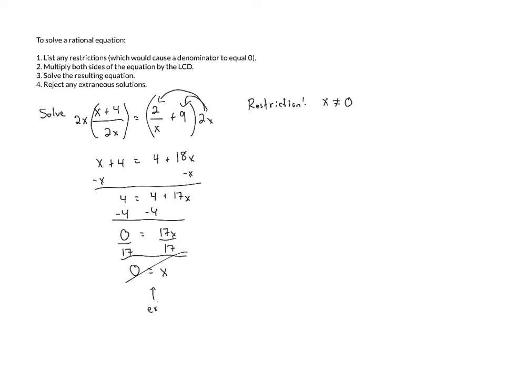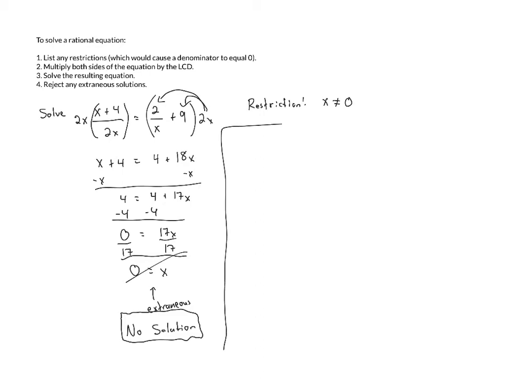This is extraneous. And because the only potential solution doesn't actually work, that leaves us with no solutions. And so we write no solution. If you're not left with any potential solutions after you throw away the extraneous ones, you've got no solution, and that's where you're stuck. All right, let's do one more.